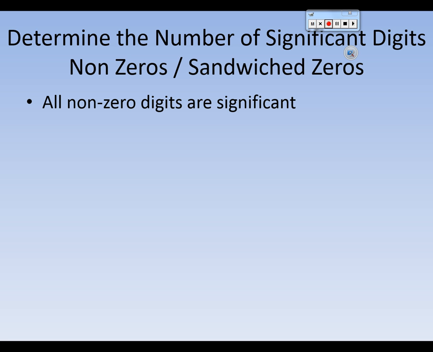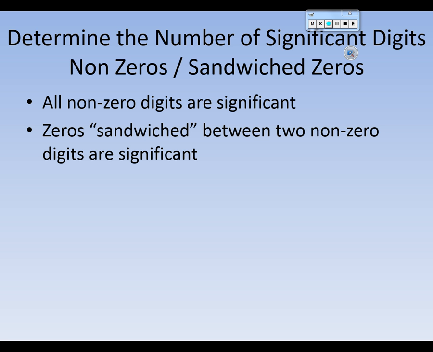All non-zeros are significant. Why is that confusing? Why do I break it down into so many parts? Because that's just how it goes. I mean, you could figure it out just by looking at it each time. Yeah, why can't they do that? All right, you can do that if you want.